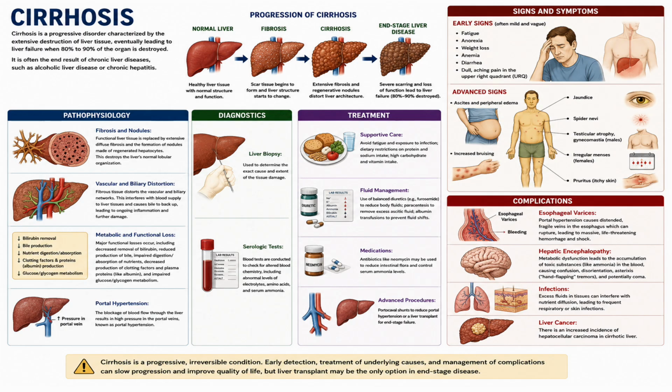Diagnostics rely on liver biopsies to assess damage and serologic tests to monitor for altered blood chemistry, such as elevated serum ammonia, especially. Treatment focuses on symptomatic support, including dietary restrictions in protein and sodium, fluid management through diuretics or paracentesis, and medications like neomycin to control ammonia levels. In end-stage failure, portacaval shunts or liver transplants may be required because the shunts are blocked completely.